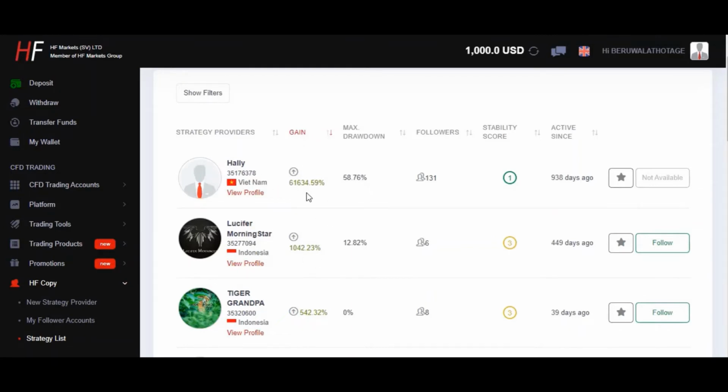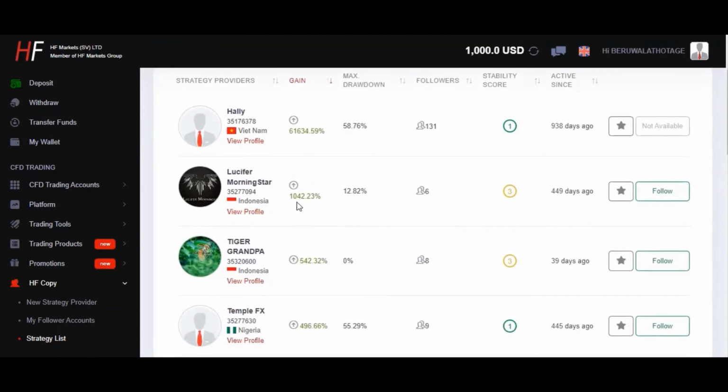So this person has the highest gain. He has more than 61,000% gain. But the danger here is that he has a very high drawdown. He has good followers, the stability score is also good, and the number of days he has been active is also very good. Only the problem is with this drawdown. If you want to check more of this person, you can go to his view profile and check.